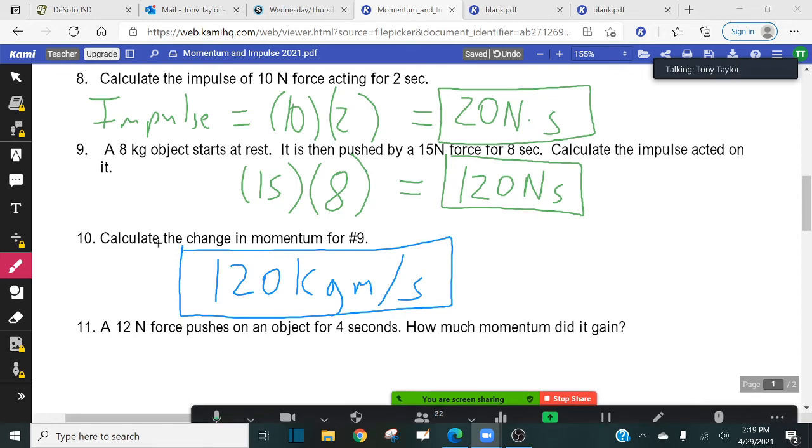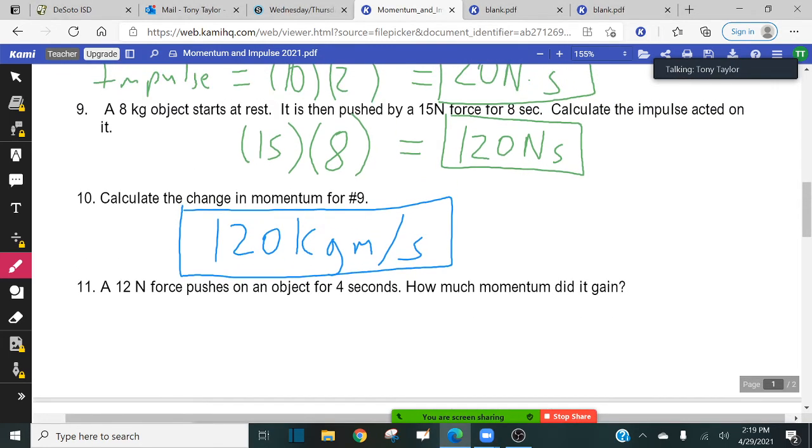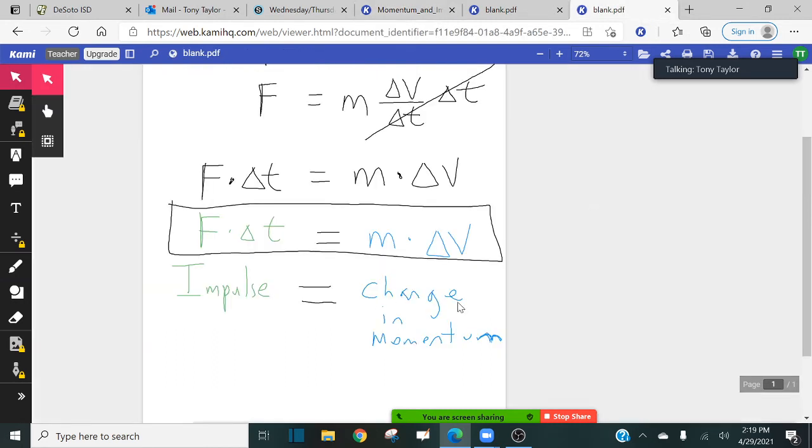Okay. Number 11. A 12 Newton force pushes on an object for 4 seconds. How much momentum did it gain? Okay, so guys, in other words, when it's asking how much momentum did it gain, it's asking us what was its change in momentum. In order to calculate change in momentum, we need to know the object's mass and the object's change in velocity. Okay.